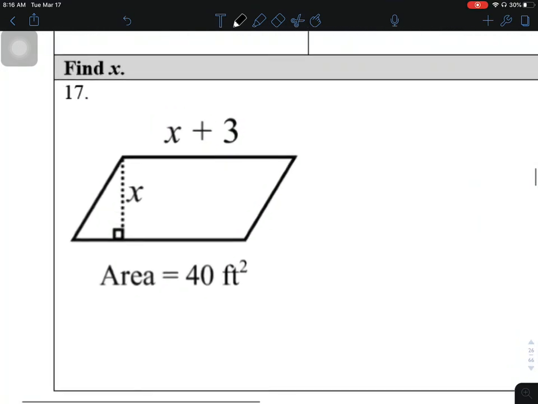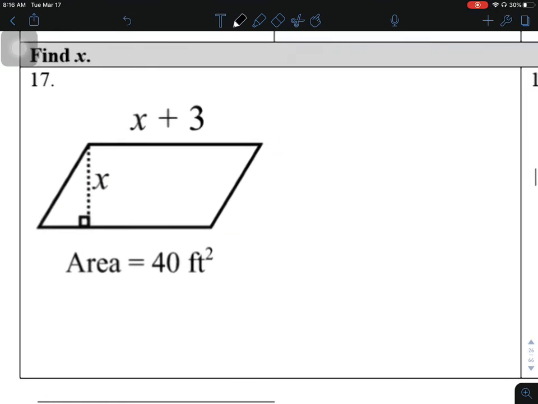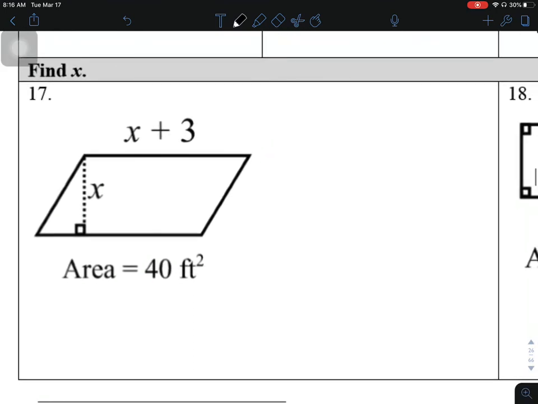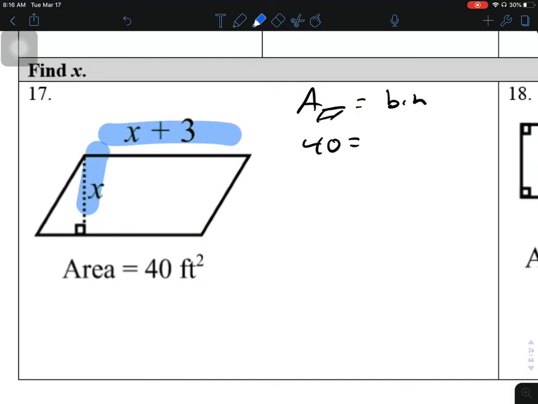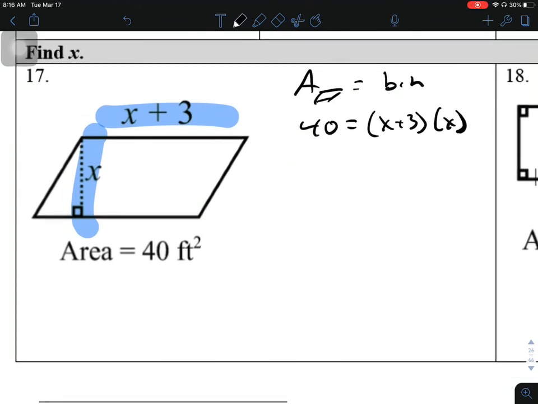All right, number 17. This looks fun. Area of a parallelogram is the base times the height. Hey, we know the area is 40. Base and height are perpendicular. We're going to have to multiply this stuff out and factor it.